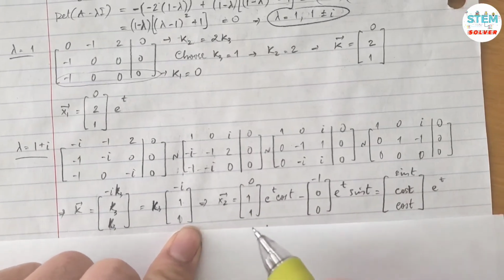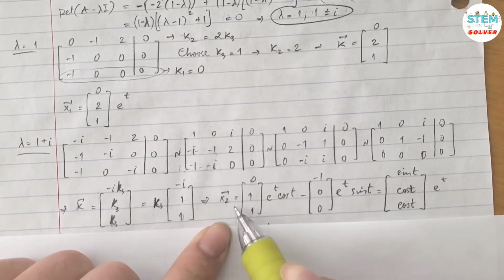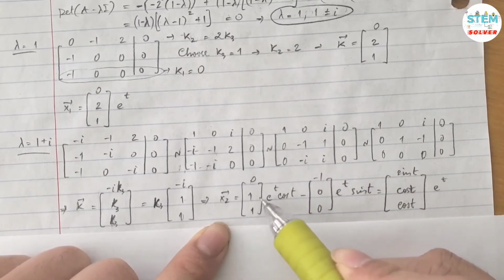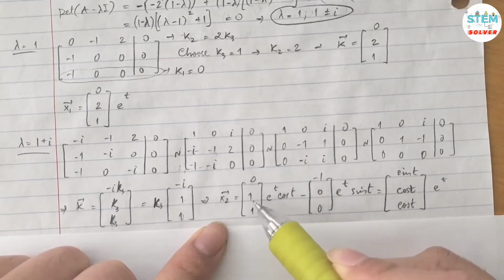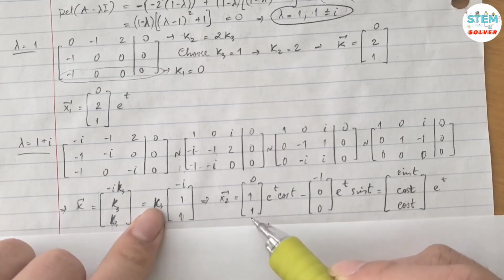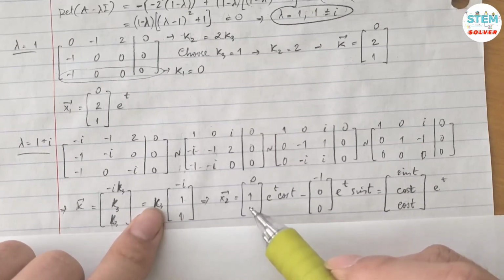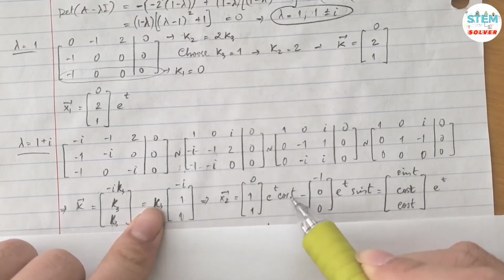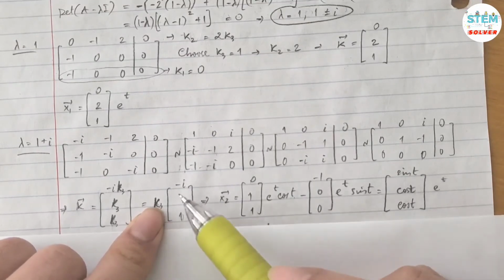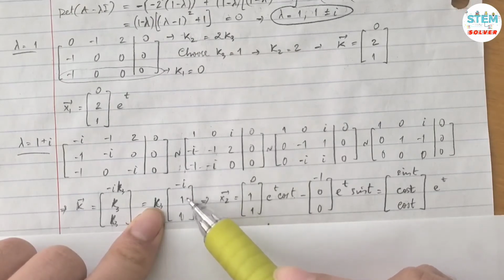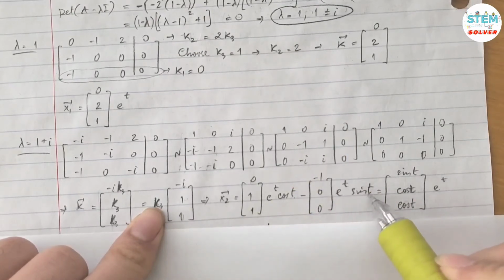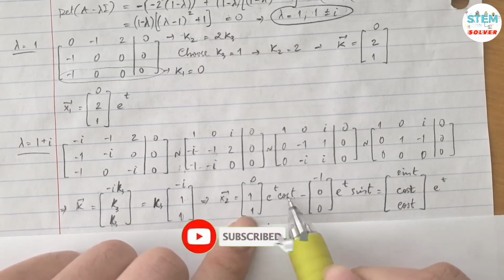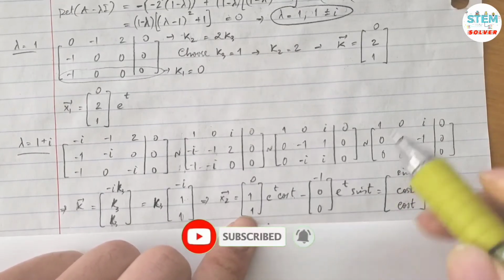Then your second solution is going to be the real part of vector k, which is 0, 1, 1 times e to the t cosine t, minus the imaginary part of vector k, which is negative 1, 0, 0 times e to the t sine t. Okay, so you can multiply this out and combine them together, which gives you this one.